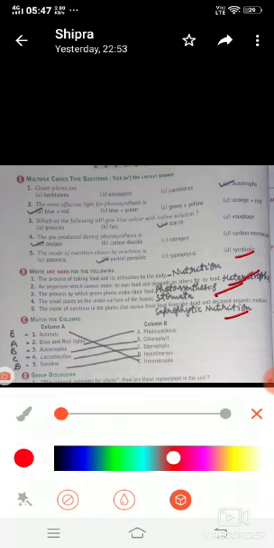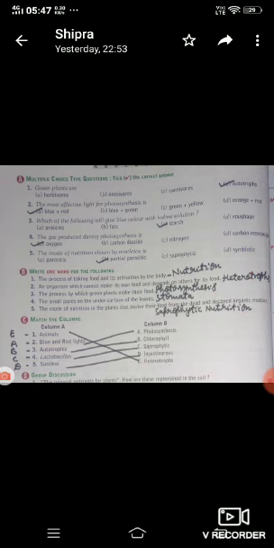Then we come to match the columns. Animals are heterotrophs. Blue and red lights are related to photosynthesis. Third, autotrophic is related to chlorophyll. Fourth, lactobacillus is related to saprophytic. And fifth, sundew is related to insectivorous.